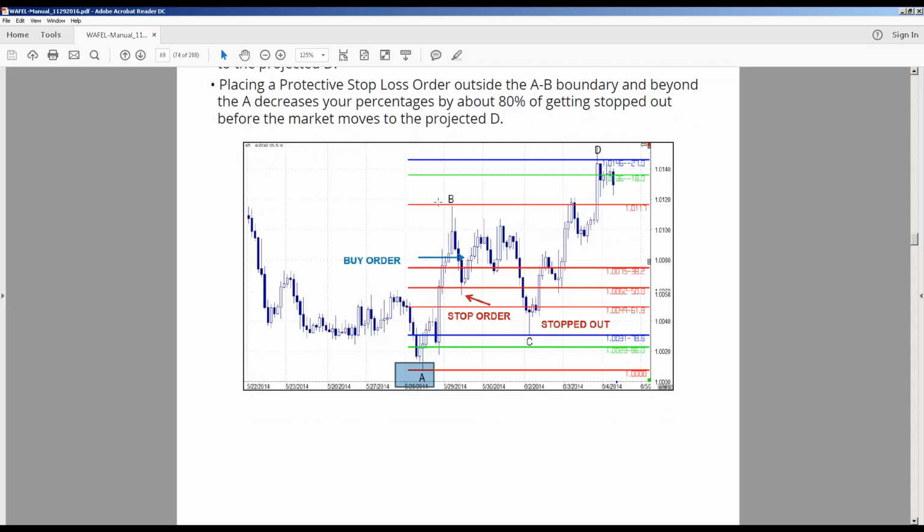So there's an AB boundary, then the market retraced to the 50, and if you take a buy over here, then you would have been stopped out. Right, would have been stopped out. But if your stop was below the A, then you would not have been stopped out. Does that make sense? Is everybody with me up to this point? Okay, good.